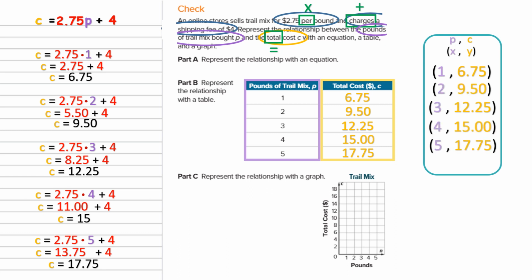I end up with all of my ordered pairs for all 5, and then I'm going to plot them once again, starting in the bottom left at 0, and I'm going to run and then jump. So from 1 over to 1 and then up to 6.75. Once again, these are not exact tick marks, so it's just going to be as close as I can get to the 6.75. I'm going to run forward to 2 and jump up to 9.50. Run forward to 3, jump up to 12.25. Run forward to 4, jump up to 15. And then run forward to 5 and jump up to 17.75.